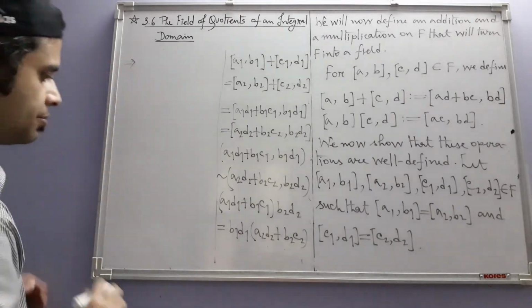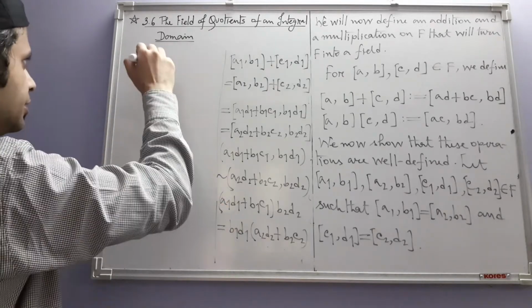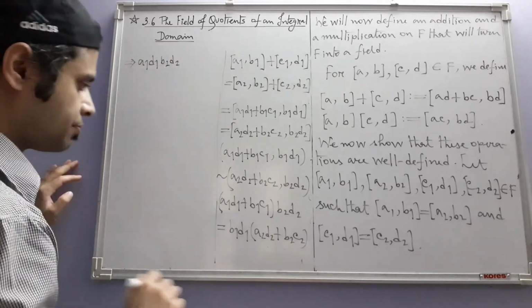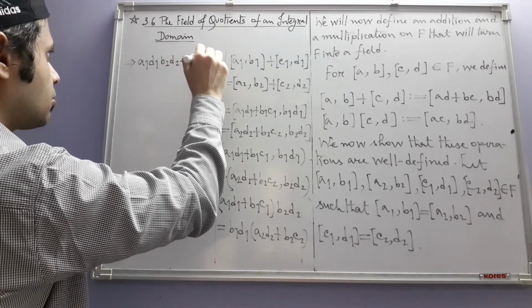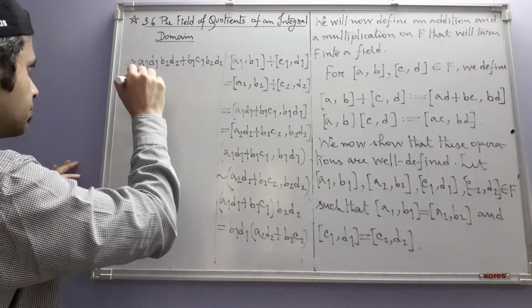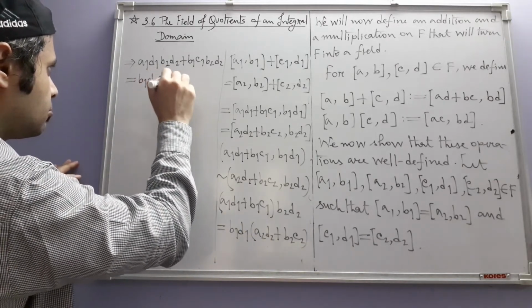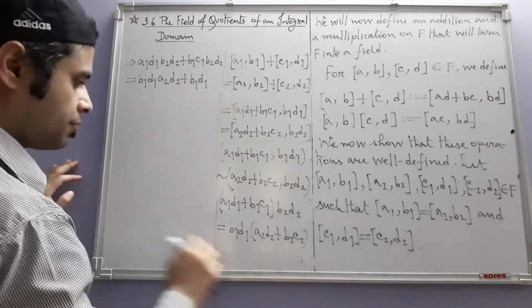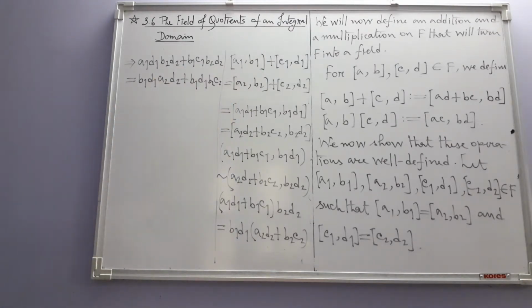So this implies I need A1 D1 B2 D2 plus B1 C1 B2 D2 should be equal to B1 D1 A2 D2 plus B1 D1 B2 C2. Is this true? That is the question.